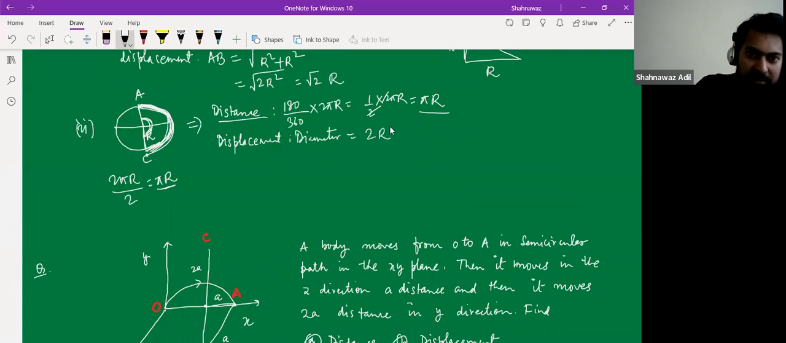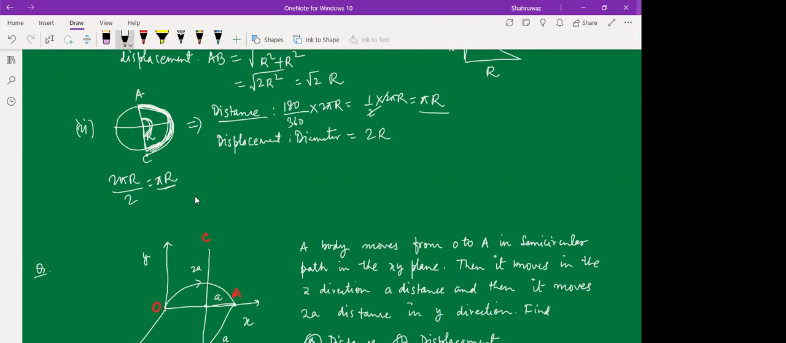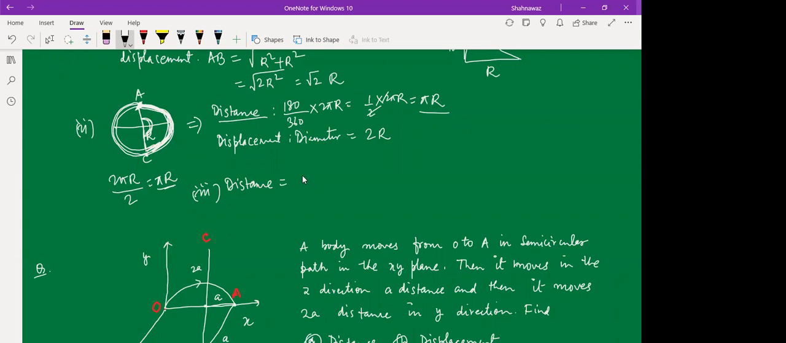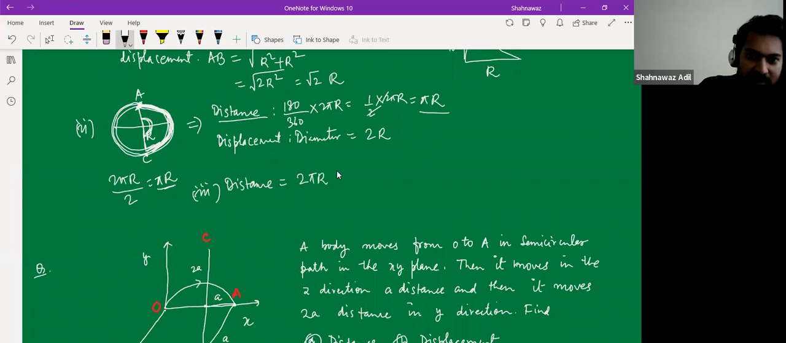And the third question is, for the full circle, if the body starts from here and comes back exactly at the initial point, so one revolution, what will be the distance? 360 by 360 into 2 pi r. Yes, 2 pi r, the circumference of the circle.